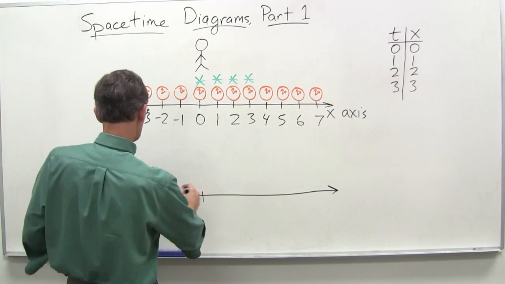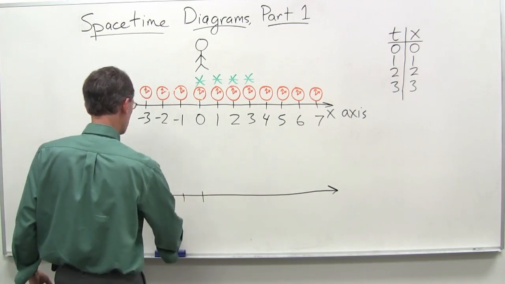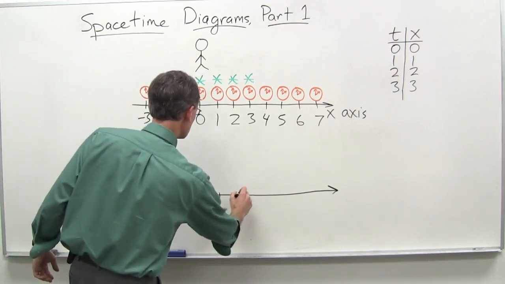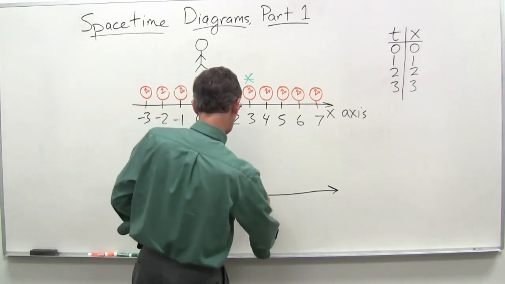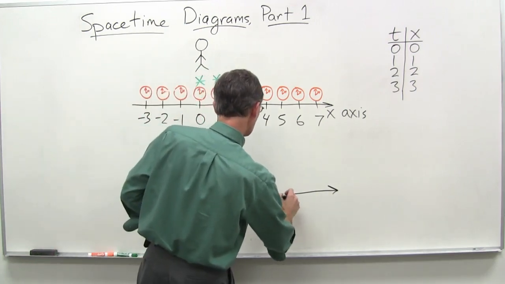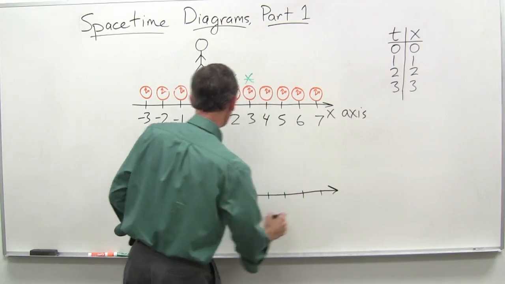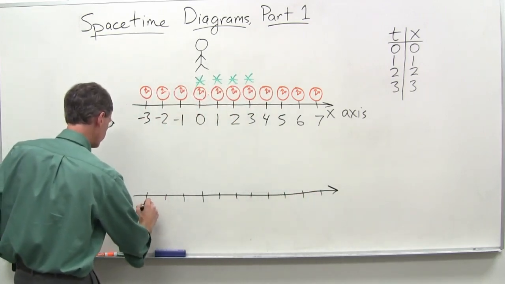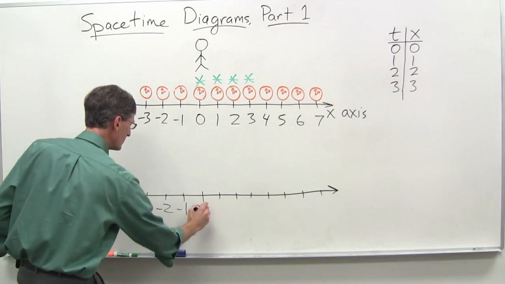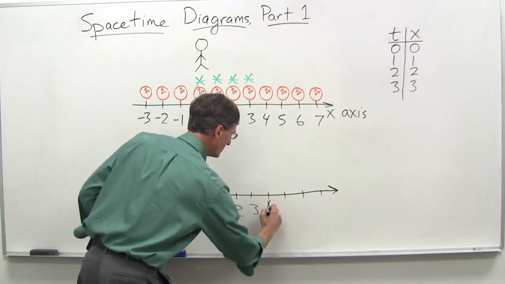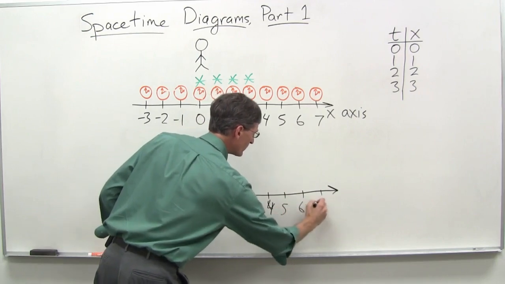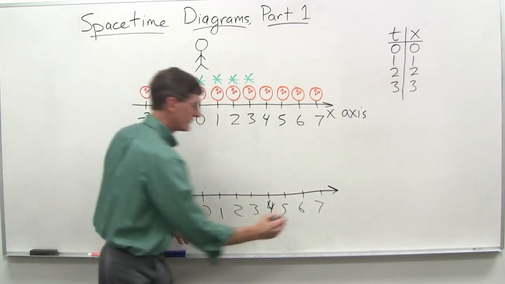So let me make sure I've got this roughly the same here. Yeah, when I'm off to the side, it's hard to get the angles right or the distances right between everything. So I think that's more or less good enough. So minus 3, minus 2, minus 1, 0, 1, 2, 3, 4, 5, 6, 7. Okay, so this is our x-axis again.